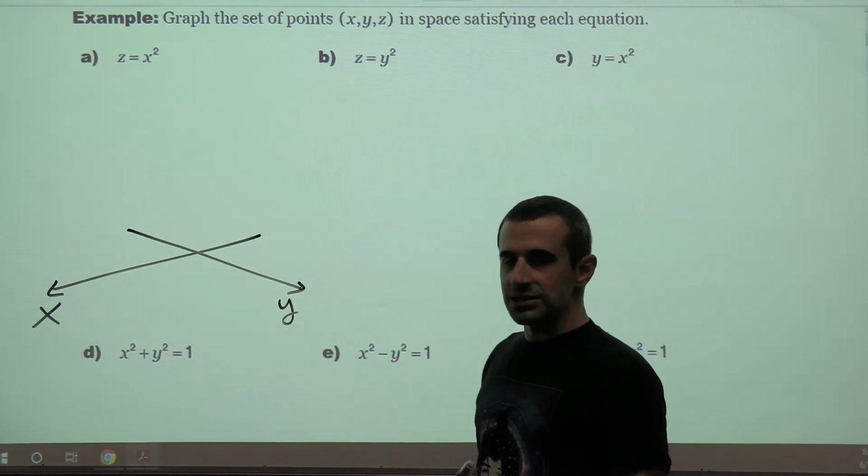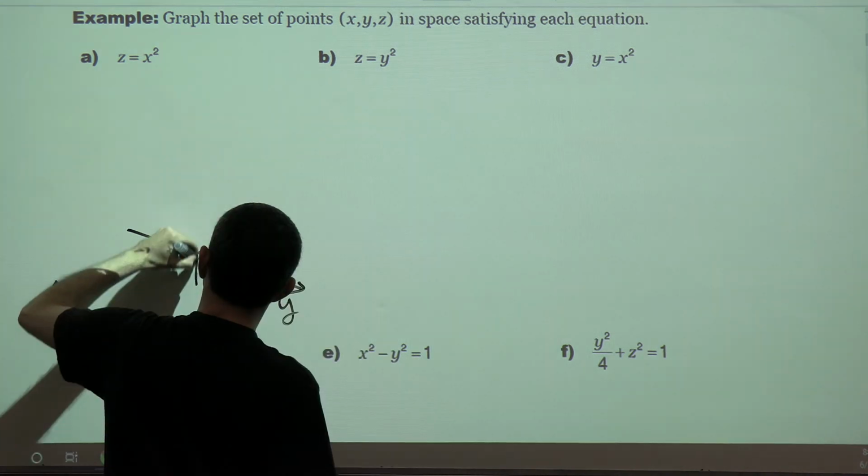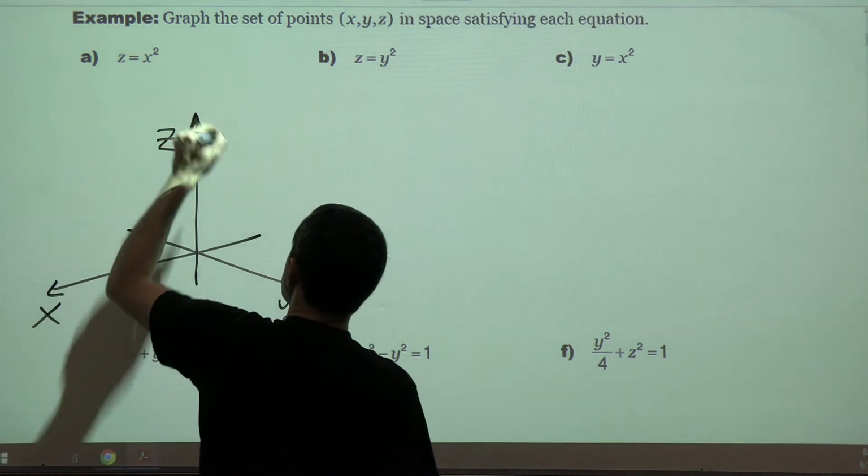And then the z-axis is perpendicular to the floor. So it's going to be pointing straight up. All right, so that's my z-axis.